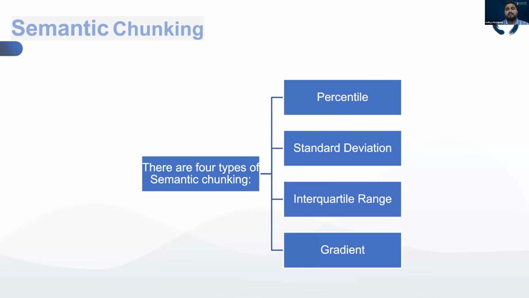In standard deviation, we compute the mean and standard deviation of the scores, and we set thresholds based on deviation from the mean. Then we group the chunks with significant score differences.